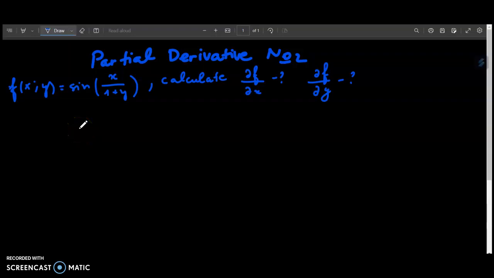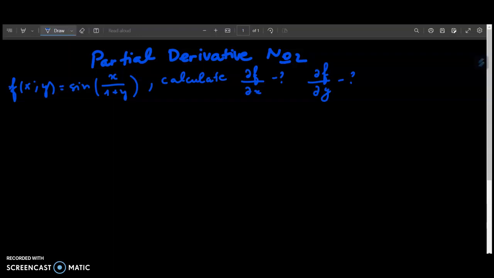Hello everyone. Today's topic is going to be partial derivative number 2. We're going to solve the second problem in terms of the partial derivative. Let's get started. We have given function f(x, y) is equal to sine of x over 1 plus y.